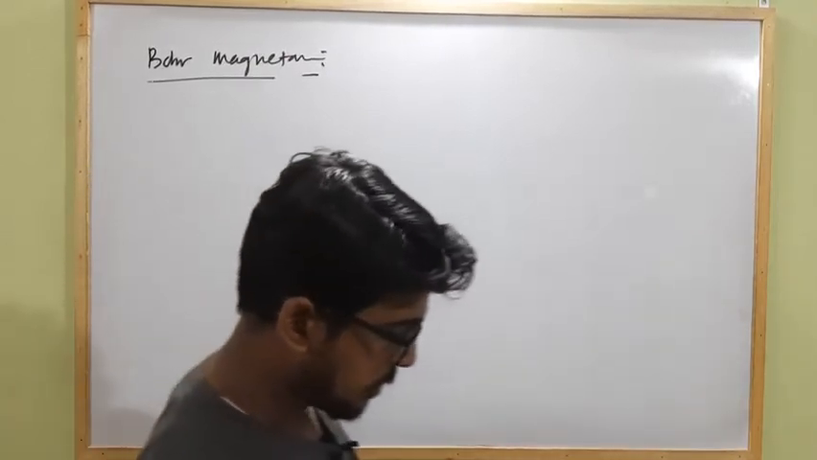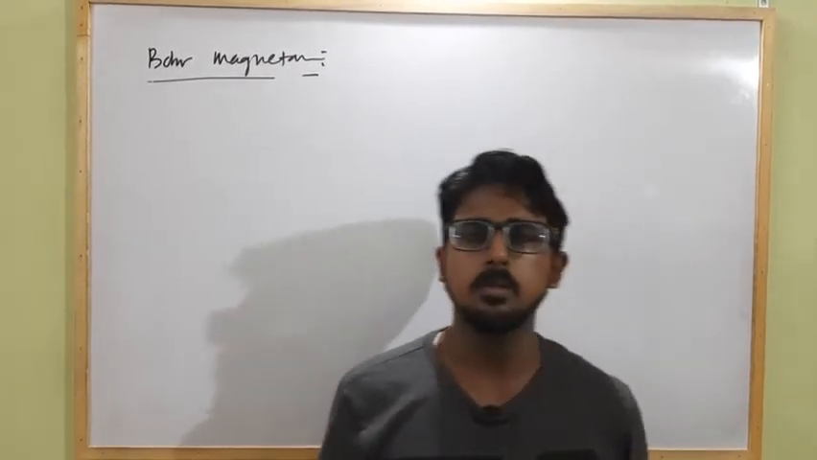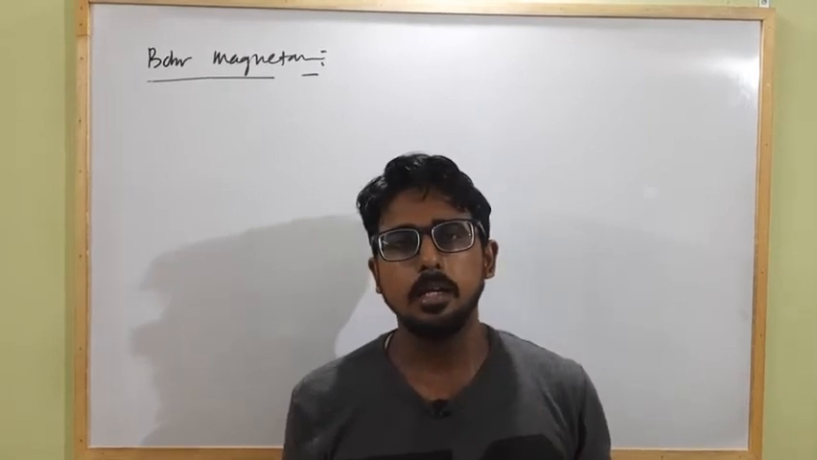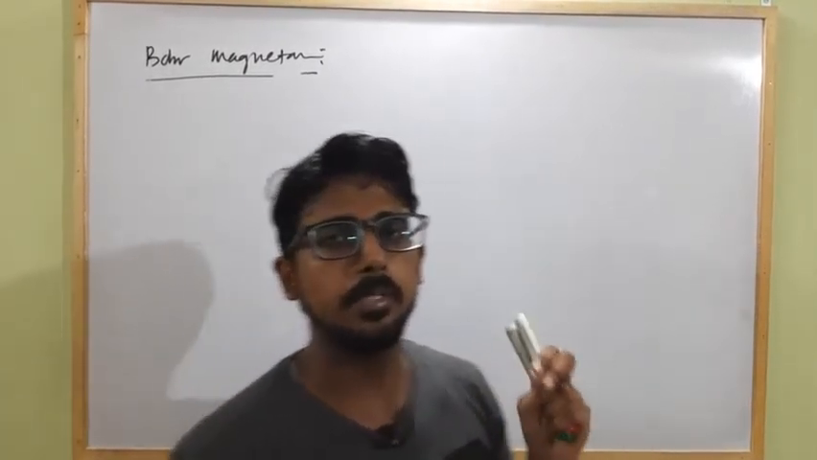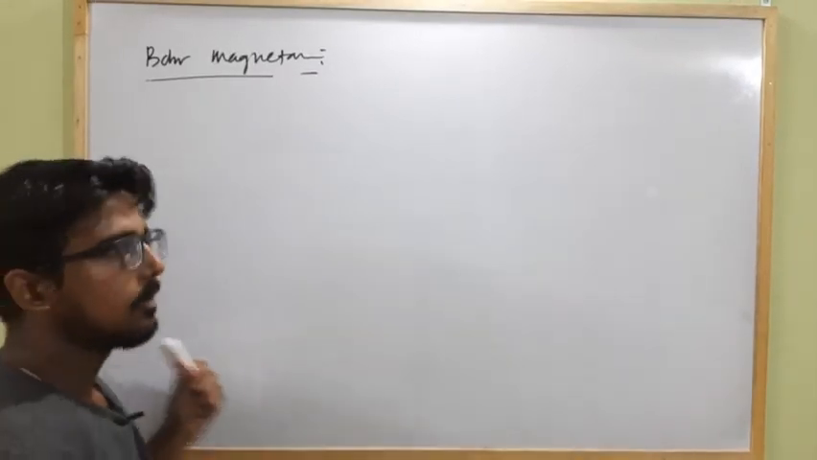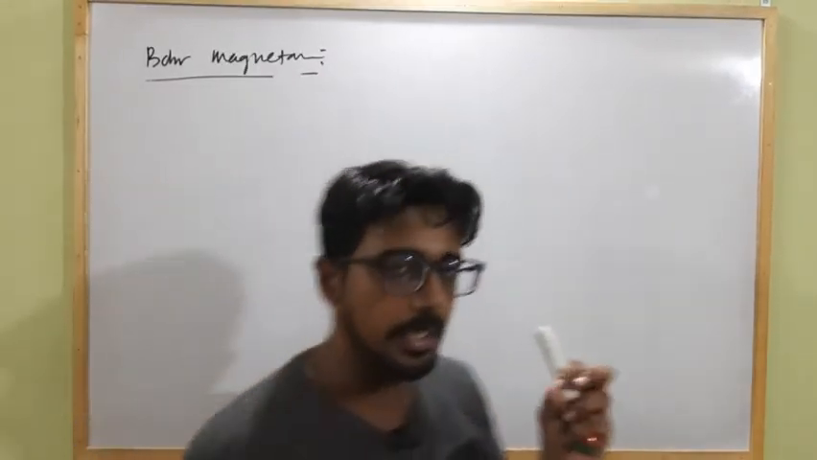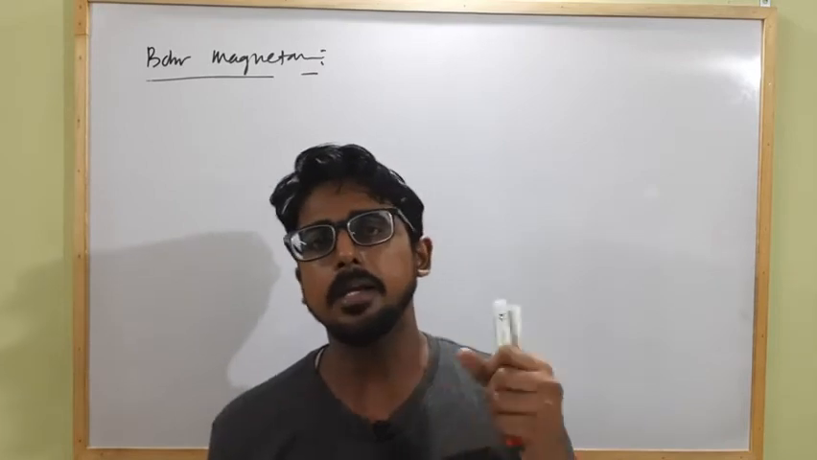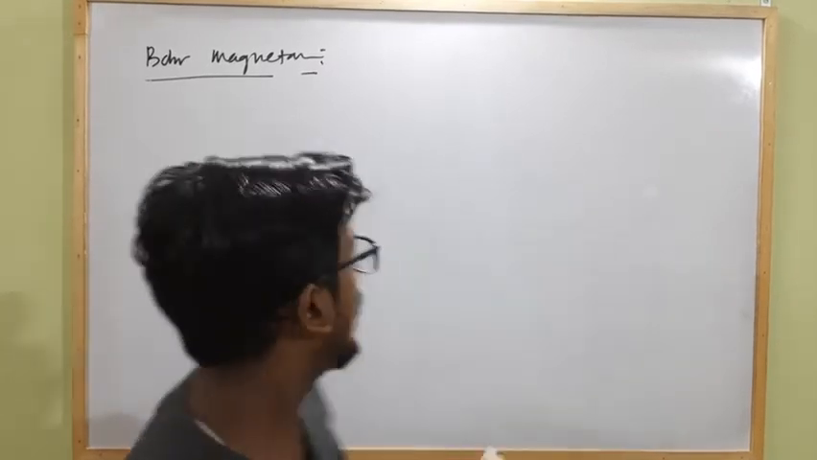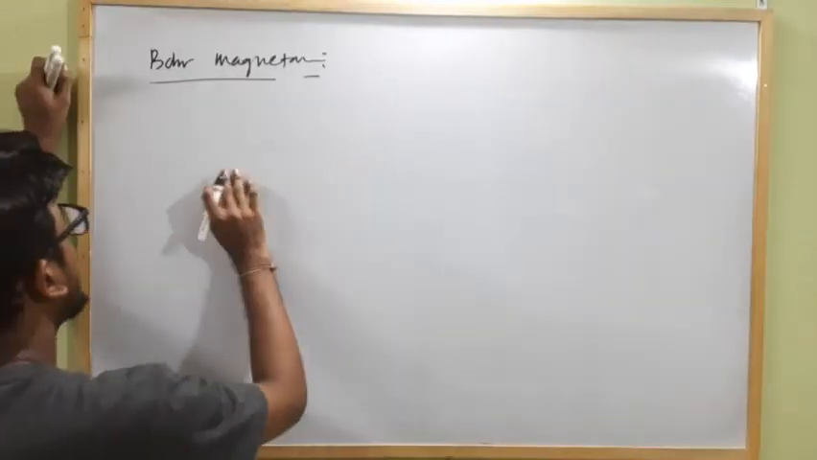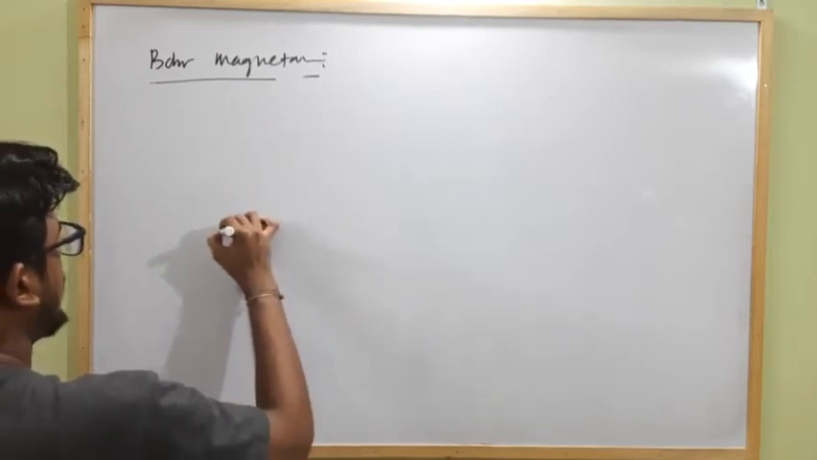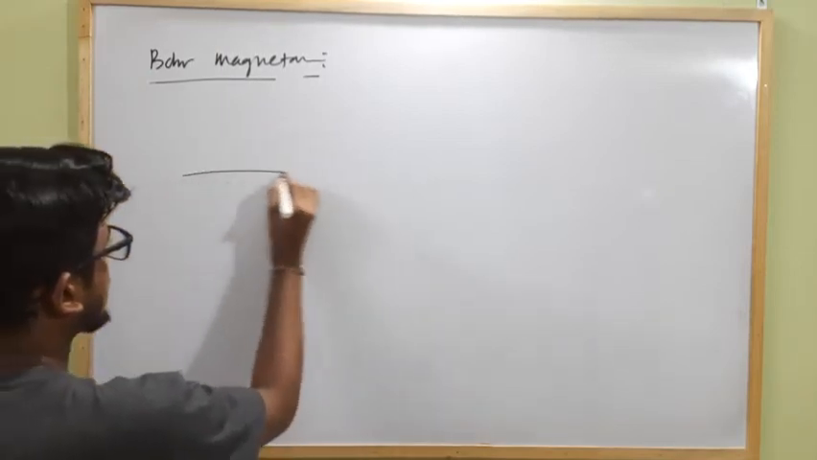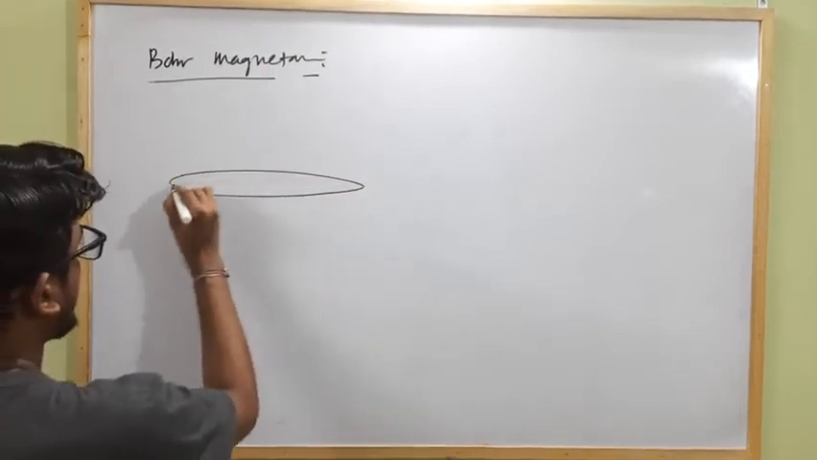So this is how a free electron moving in a circular orbital path behaves as a magnetic dipole. Clear? And a moving charge is able to produce a magnetic field. So here is a question: it's a disk.